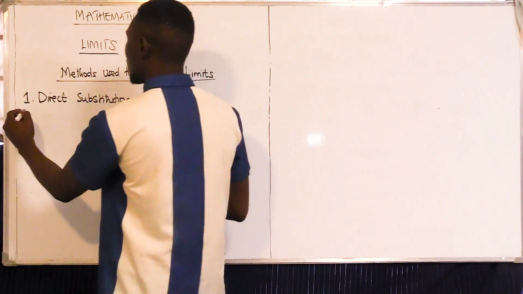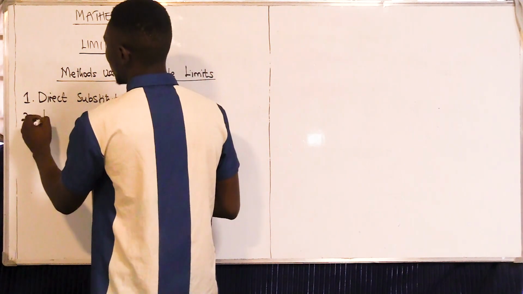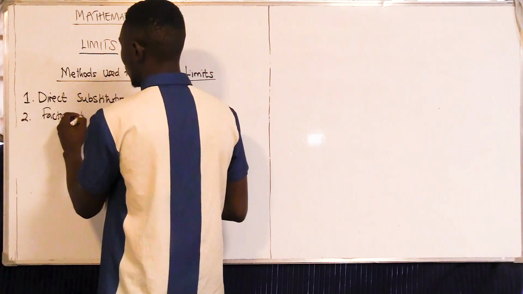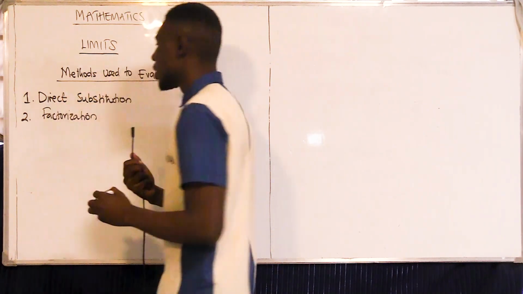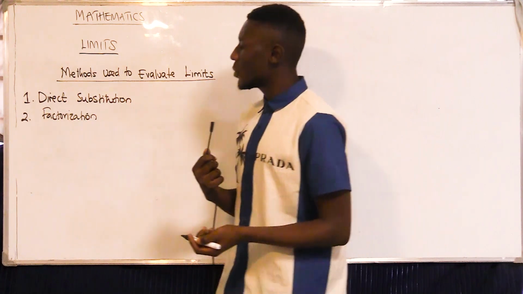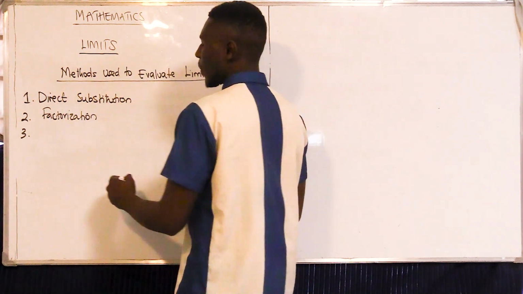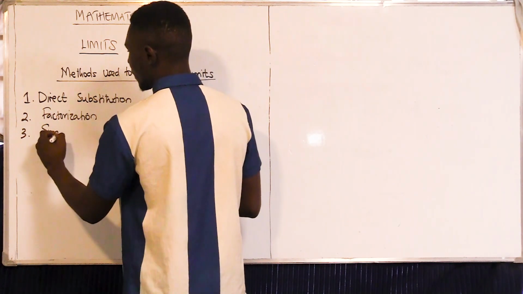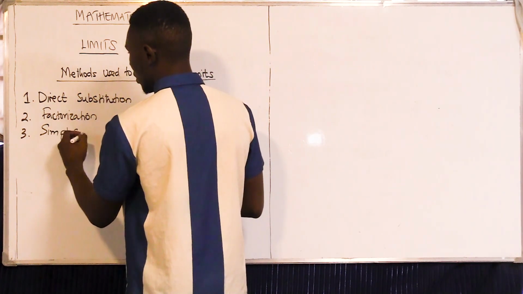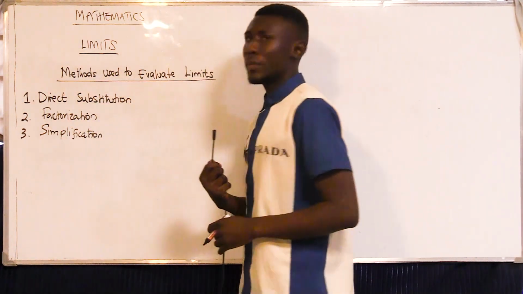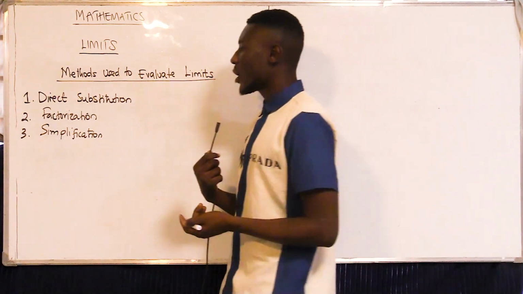The second one is factorization. So you can evaluate limits by simply factorizing them. The third one is by simplification. So limits can be evaluated by simplifying them.